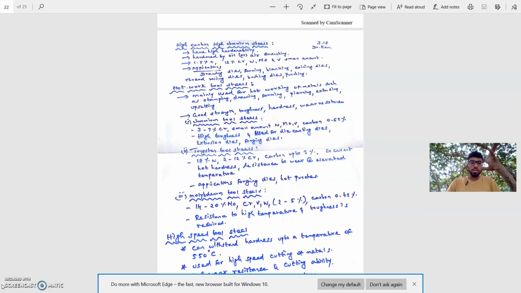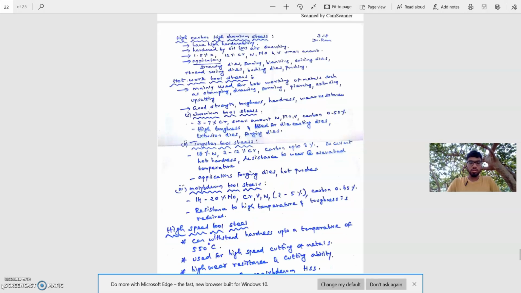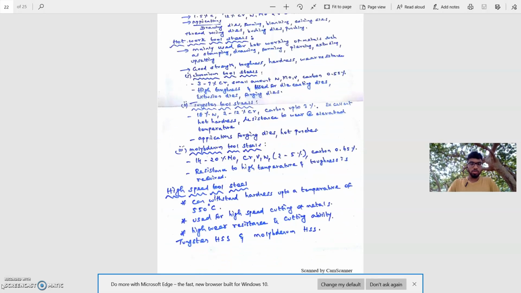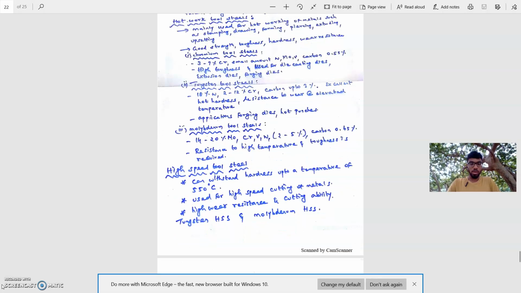Tungsten tool steels. They consist of 18% tungsten, 2 to 12% chromium, carbon up to 3%. They have excellent hot hardness, resistance to wear at elevated temperature. Applications are forging dies, hot punches. Molybdenum tool steels. They consist of 14 to 20% molybdenum and small amounts of chromium, vanadium, tungsten, carbon. Used where resistance at high temperature and toughness are required.